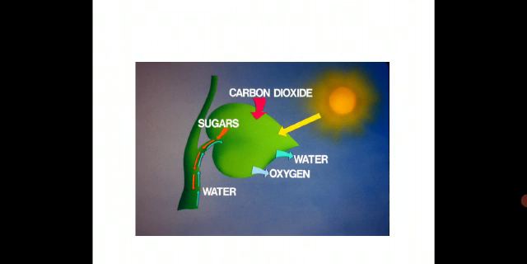So here you are watching the overall process of photosynthesis, that carbon dioxide and water are used as reactants during photosynthesis, and the product is the sugars or the glucose. And what are the byproducts? These are the water and oxygen which is liberated into the atmosphere.